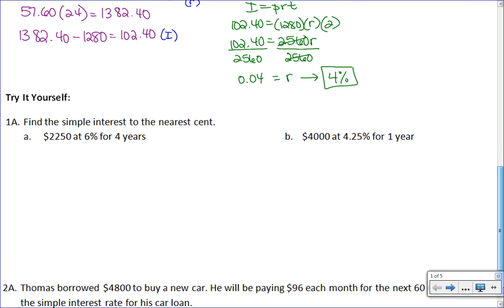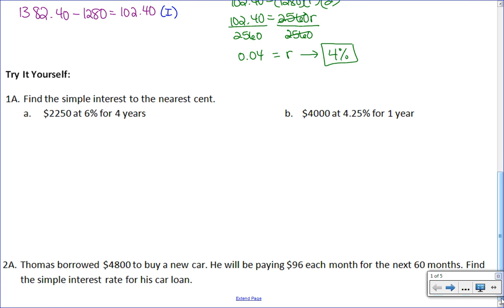On the bottom half of the page are some try-it-yourself problems for you to do on your own. Do not forget to show your work on these. You should have the formula written down and the numbers substituted in correct places, followed by calculation, which of course you can do on the calculator. So pause the video, work through these problems. When you're ready to check your answers, go ahead and hit play to resume.